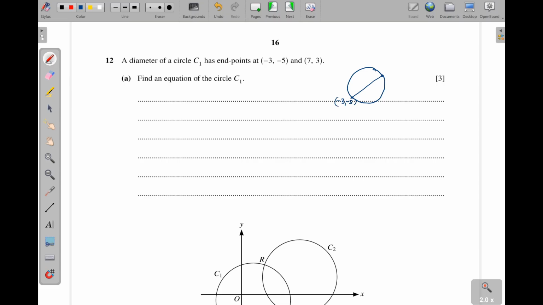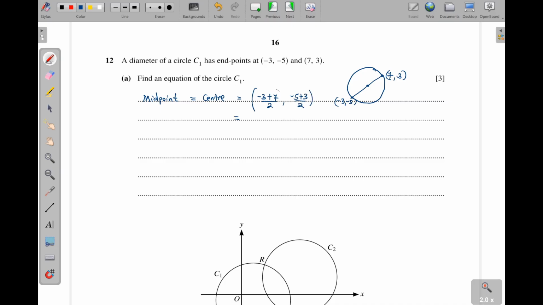Then this other one here is a 7, so it is on the right of this x coordinate, and then 3. So a diameter passes through the center of the circle. That means we need to get the midpoint of these two to get the center of the circle. So midpoint will be equal to the center of the circle, okay? So we shall have the average of the x coordinates and then the average of the y coordinates.